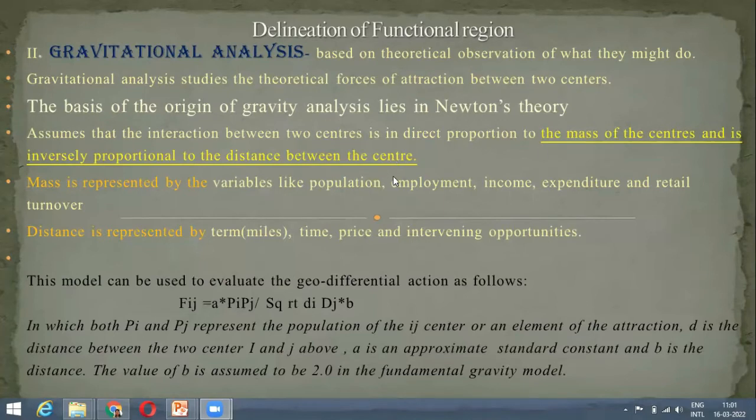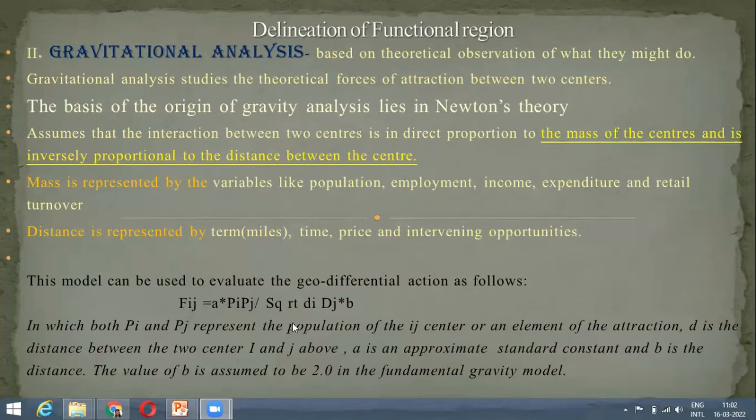And it is inversely related to the distance between the centers. What does that mean? If the distance between the centers increases, then what will happen? The attraction will be less. That means fewer people will be attracted to that center. So mass is represented by these. If these increase, they are directly proportional. And if this increases, that is, if distance is measured by miles or by price or by intervening opportunities, then that will lead to less attraction to that particular place.